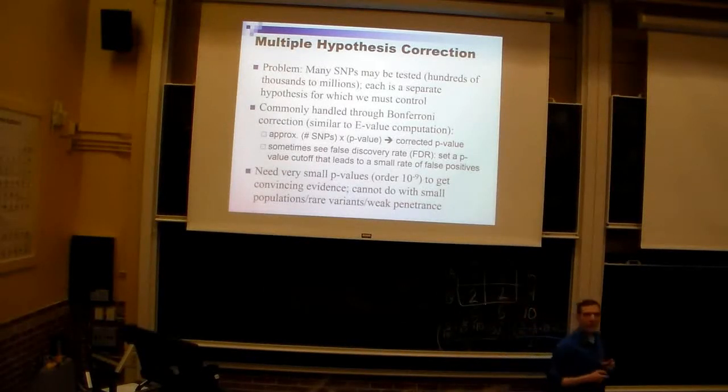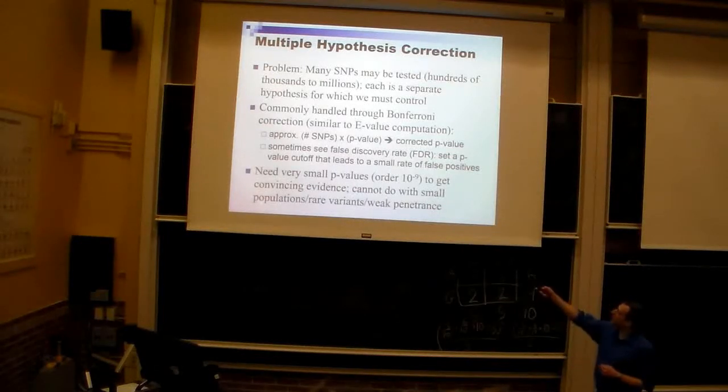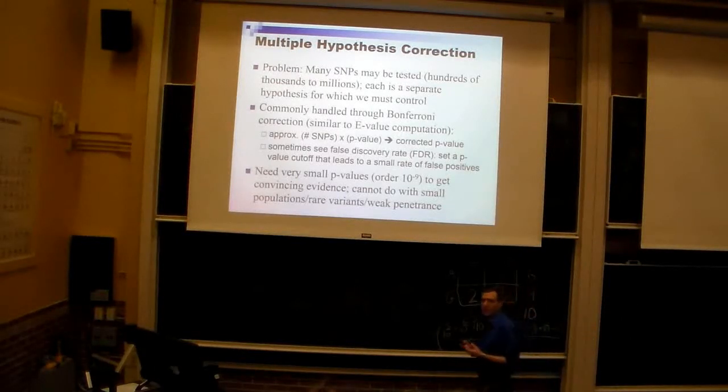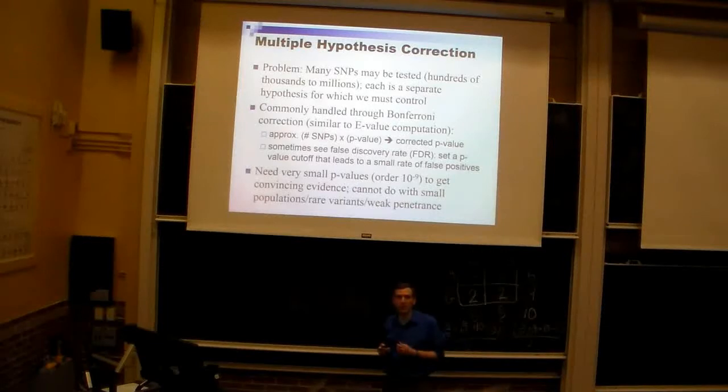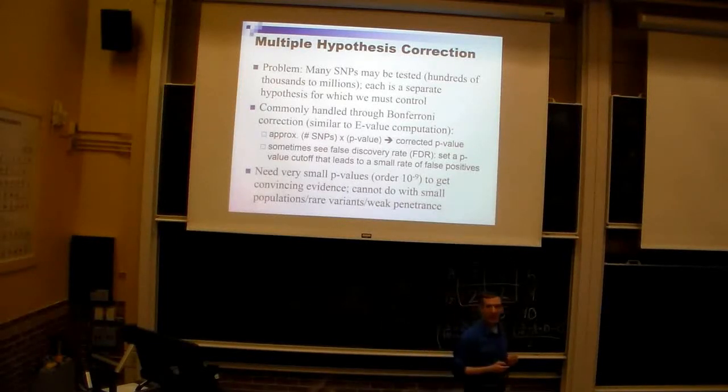As long as we're looking at relatively small p-values, you can approximately get the Bonferroni corrected value by multiplying the number of tests you're doing by the p-value, more or less the same way we would get an expectation or an e-score, or other tests.